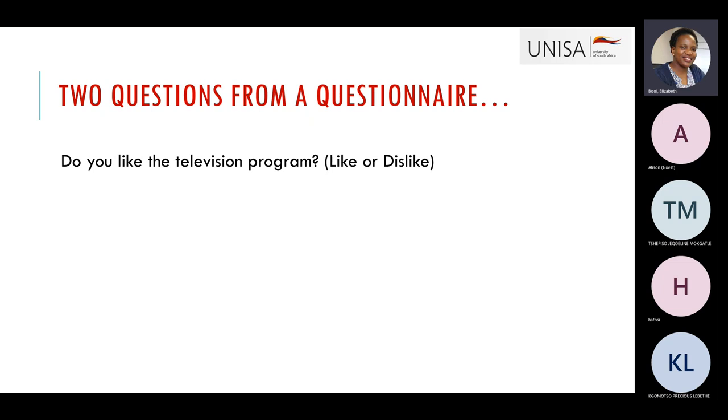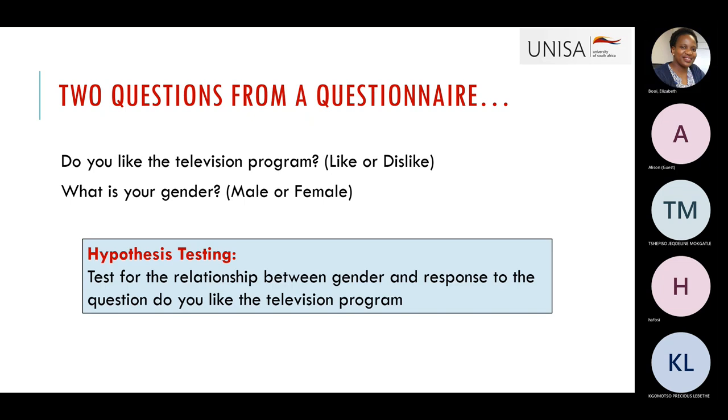So did you like or dislike? They need to tick either yes or no, or like or dislike. The other question on this questionnaire was, what is your gender? And they would have ticked whether they are male or female. Now we need to test whether there is a relationship between gender and the response to the question, do you like the television program?